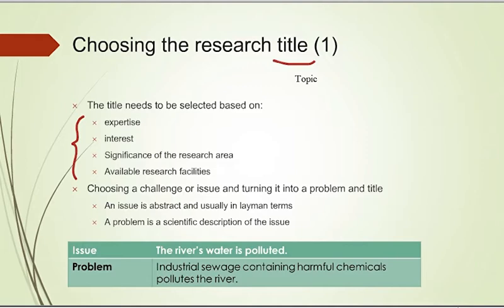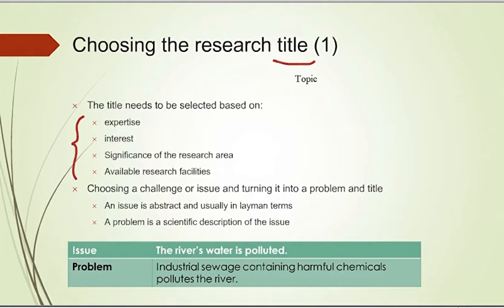Choosing a title or a topic for your research. There are a few important conditions on choosing the research title or topic. The first one is expertise. You need to have, and your supervisor needs to have, some expertise in doing that research.